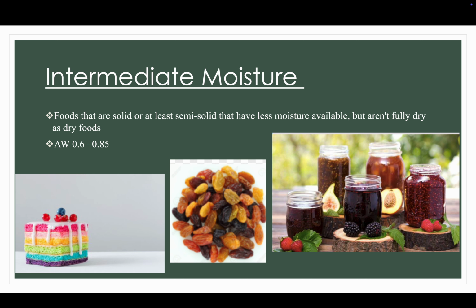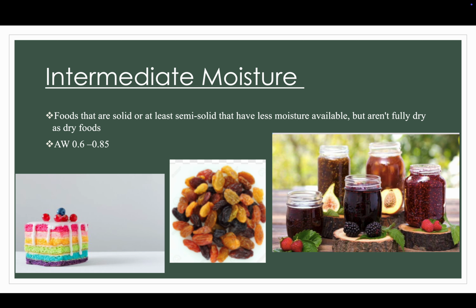And then we have something called intermediate moisture foods. These are foods that are solids, or at least semi-solids, that have less moisture available compared to moist foods. They are dry, but not as dry as dry foods. Typically, these intermediate moisture foods have a water activity between 0.6 and 0.85. Examples of these foods would be cake, jelly, honey, and dried fruits.